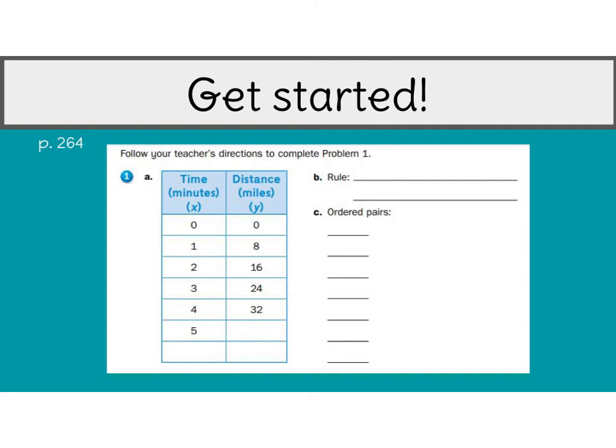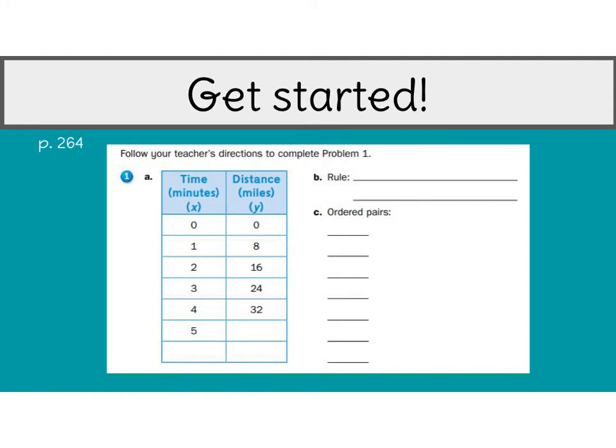So the pair of numbers means, let's say if we looked at row 4, in 4 minutes and 32, those would be the corresponding values, right? That means in 4 minutes, the plane traveled 32 miles.